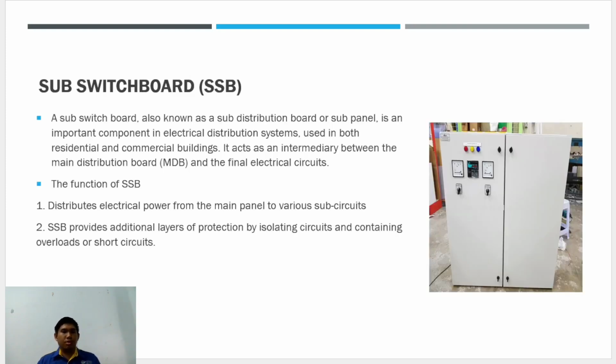Alright, sub-switch board. The sub-switch board, also known as a sub-distribution board or sub-panel, is an important component in an electrical distribution system. Used in both residential and commercial buildings, it acts as an intermediary between the main distribution board and the final electrical circuits. The function of the SSB is to distribute electrical power from the main panel to various sub-circuits. The SSB also provides an additional layer of protection by isolating circuits and containing overloads or short circuits.